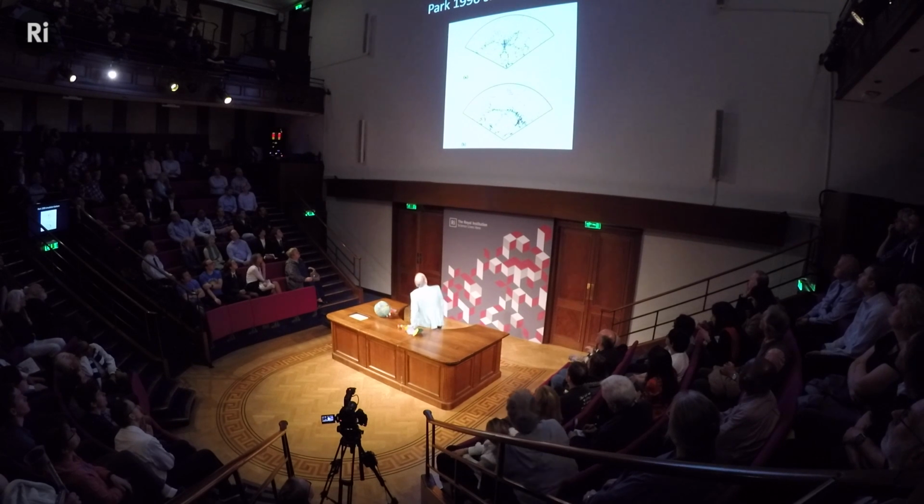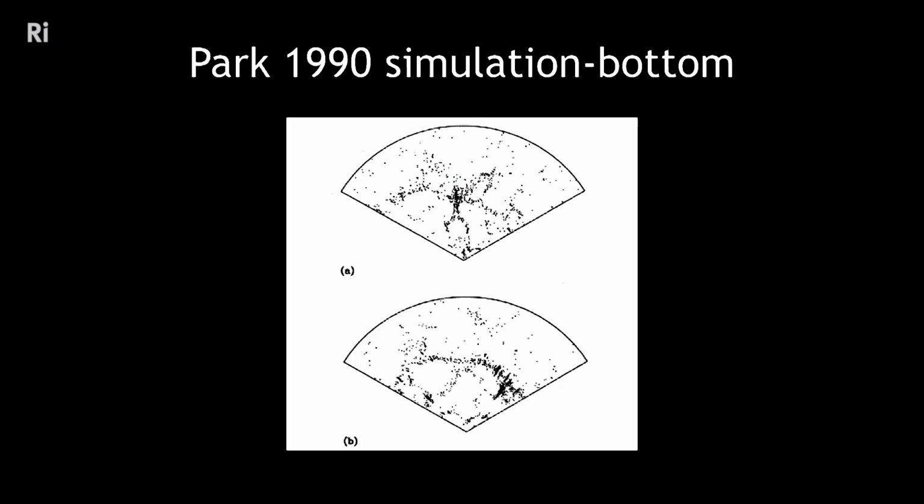Now, Park and I did a simulation. This is Park's thesis. He did the simulation. I told him to make the simulation. So what he did was to make a simulation that had 4 million particles in it to simulate for the first time a region as large as this observational sample by Geller and Huchra.